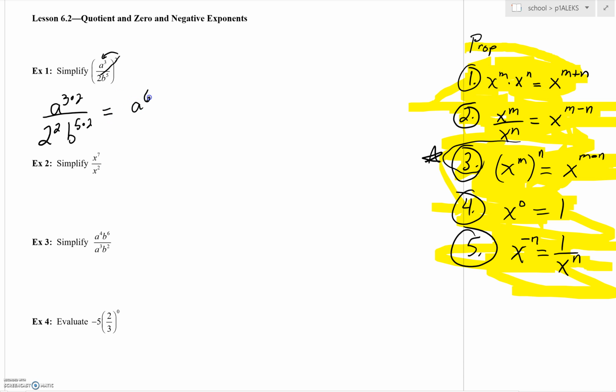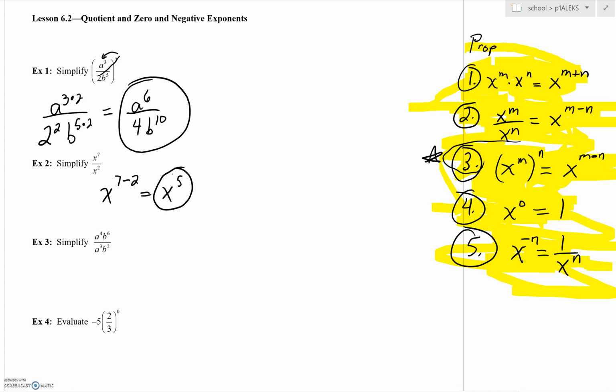What will we be left with? Well, a to the 6. 2 to the second is a 4. 5 times 2 here is 10. So look at that. We have a to the 6 all over 4b to the 10th. For number 2, I hope you can see this looks amazingly like the second property. In fact, it is. Just subtract your powers. 7 minus 2 is a 5. You're left with x to the 5th, and you are done.